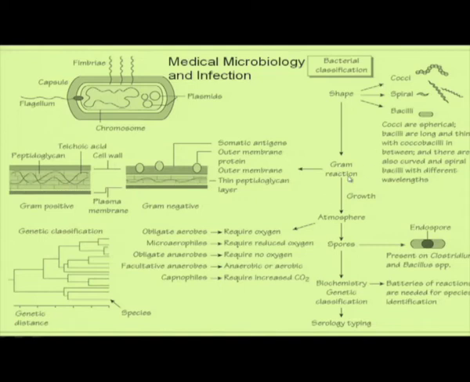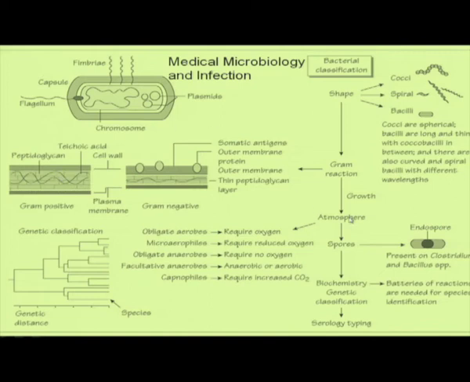Then based on gram reaction, we call them either gram positive or gram negative. As you see in this picture, this reaction is based on the difference in the thickness of the peptidoglycan cell wall. As you see in the picture, the gram negative ones have a thinner peptidoglycan layer, whereas the gram positive ones have a thicker peptidoglycan layer.